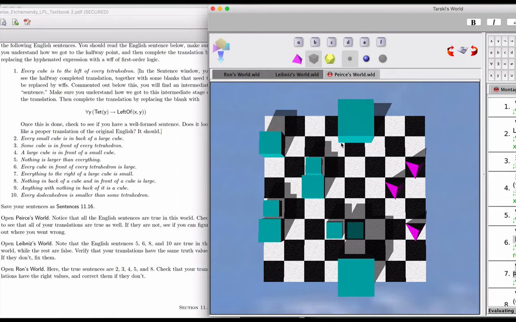A large cube is in front of a small cube. Oh, sorry, I think I skipped over number 3. Some cube is in front of every tetrahedron. So there is at least one cube that is in front of all the tets, and that's true. Then a large cube is in front of a small cube. Yep, there is a large cube and it's in front of a small cube.